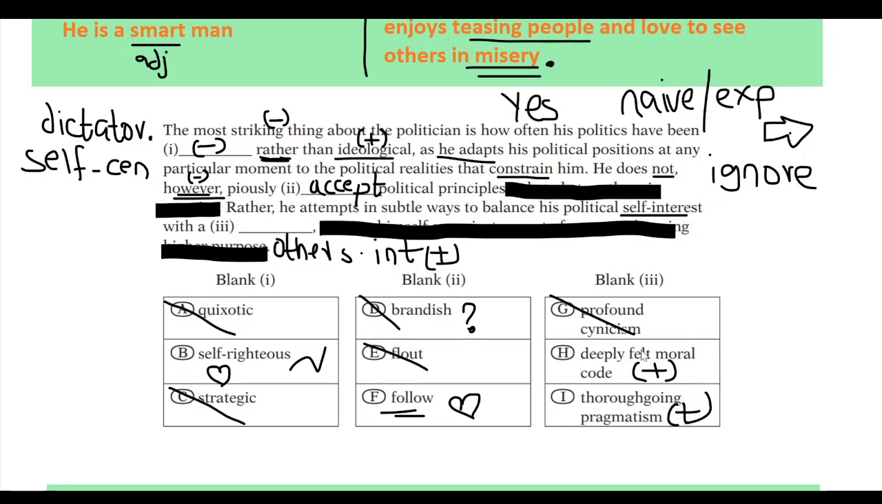Oh shit. What do I do now? I have two positive ideas. I'm running out of time. Let's choose I. So the answer should be B, F, and I. Okay. Stop.